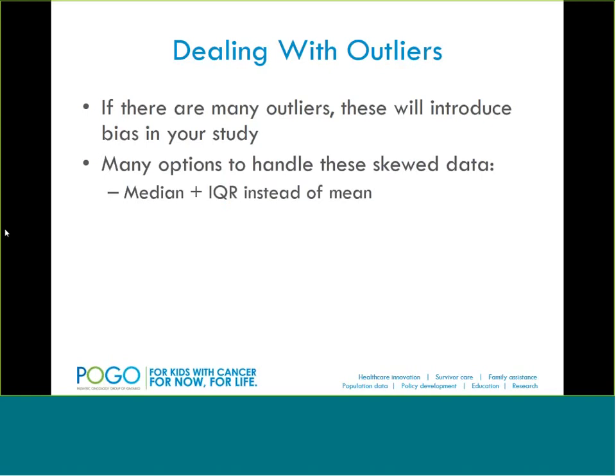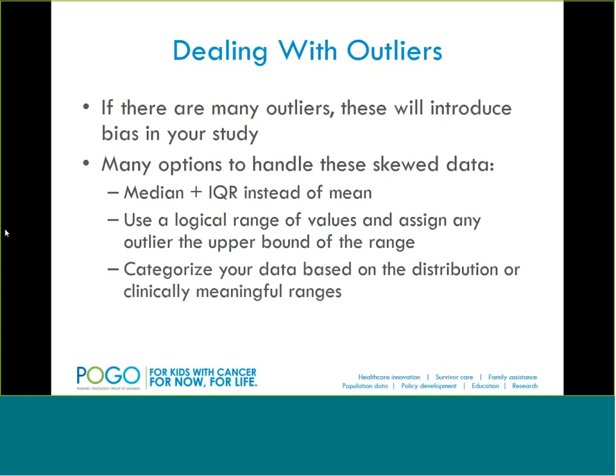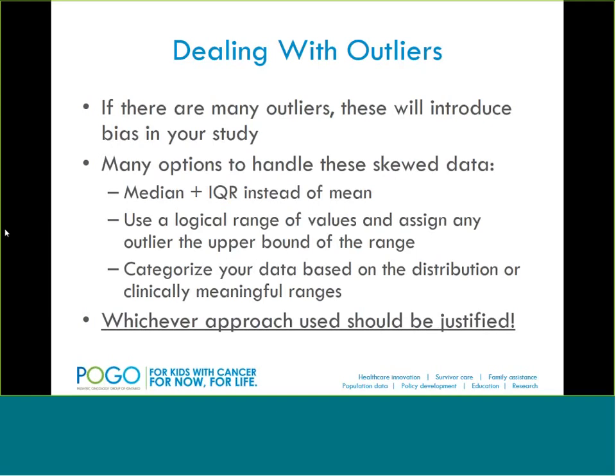There are many ways that we can handle and clean these skewed data. We can use the median and interquartile range instead of the mean, and that's because the median is a bit more protected in terms of influences of extreme outliers. Or we can use a logical range of values and assign any outlier the upper limit or the upper bound of that range. What we can also do is categorize our data based on distribution, or we can categorize it based on any clinically meaningful ranges that we determine. However, I need to stress that whichever approach is used in terms of the data cleaning should be justified and transparent.